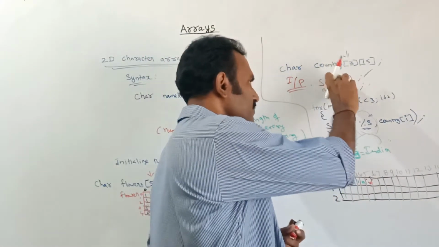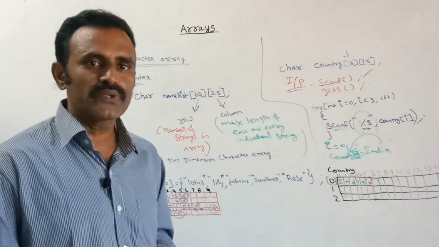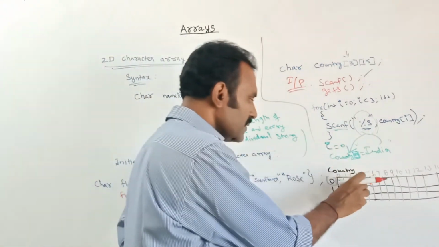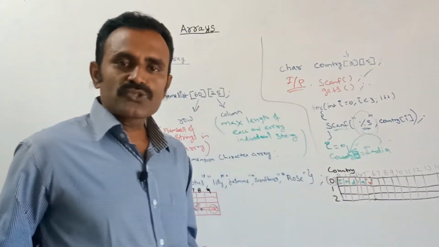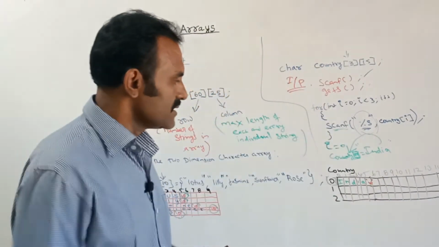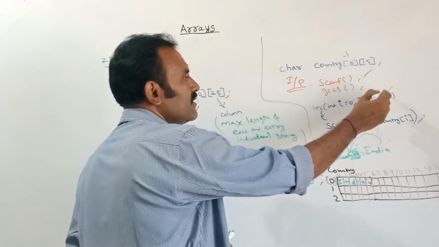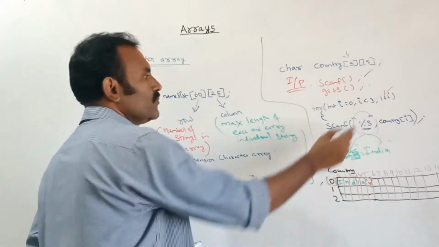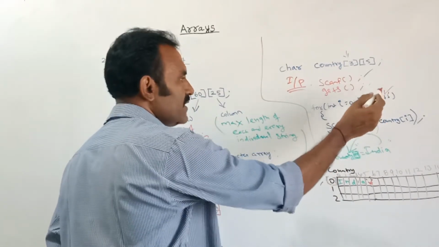Suppose we are using any one of the functions and we are giving the input to the variable, that value will be stored in the variable. At the end of the position, the slash 0 will be assigned by the system itself. Next here, the I value will be incremented. See, for loop, now I value is previous value plus 1.